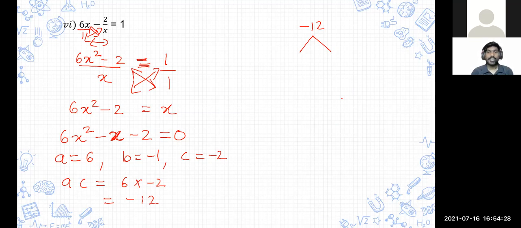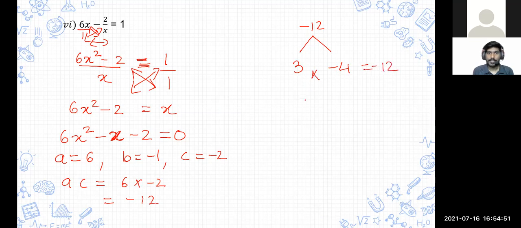4 threes are 12. And if you do 3 minus 4, how much is it? Minus 1. Are you getting the middle term? Yes. So you know the two numbers are 3 and minus 4. If you multiply them, you will get minus 12.